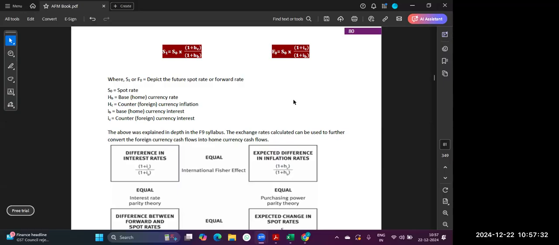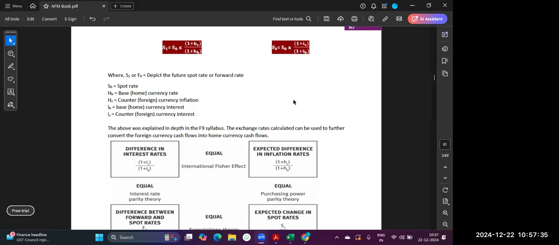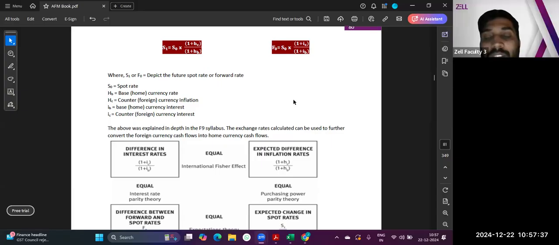Clear, everyone? Sir, can you repeat once again? In either of the methods, you just need to do 1 plus foreign divided by 1 plus home. Now, sometimes interest may be given and sometimes inflation may be given. If you use interest to calculate the foreign exchange conversion rates, it is known as interest rate parity theory. If you use inflation as a measure to calculate your parameters, it is known as purchasing power parity theory. Clear? Yes, sir.